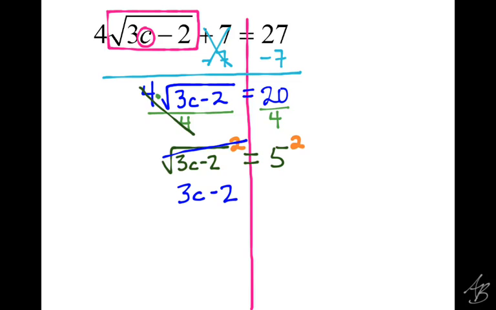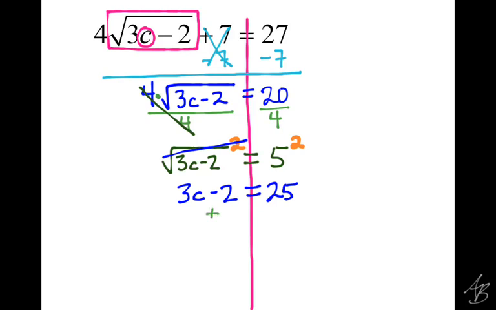3c minus 2. And on the right side, that's easy. 5 squared is 5 times 5, which is 25. All right, now we just have a two-step equation. We have two things to get rid of to get that c by itself. Where are we going to start? Which one should we get rid of first?